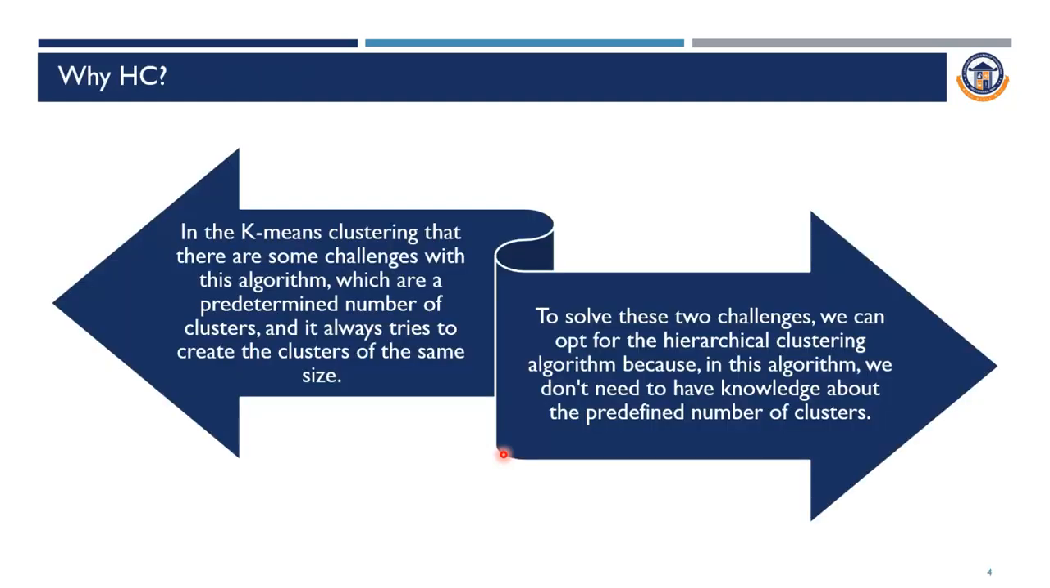Now we see why we are going for hierarchical clustering. In k-means clustering there are some challenges with this algorithm: a predetermined number of clusters, and it always tries to create clusters of the same size. These are the challenges we face in the k-means algorithm. To solve these two challenges, we can opt for the hierarchical clustering algorithm, because in this algorithm we do not need knowledge about the predefined number of clusters. So it is one advantage of hierarchical clustering.